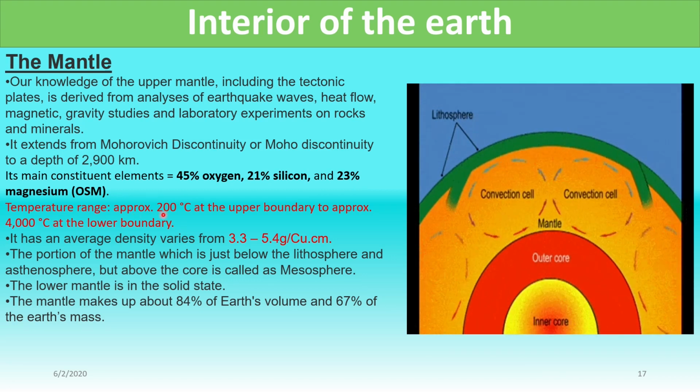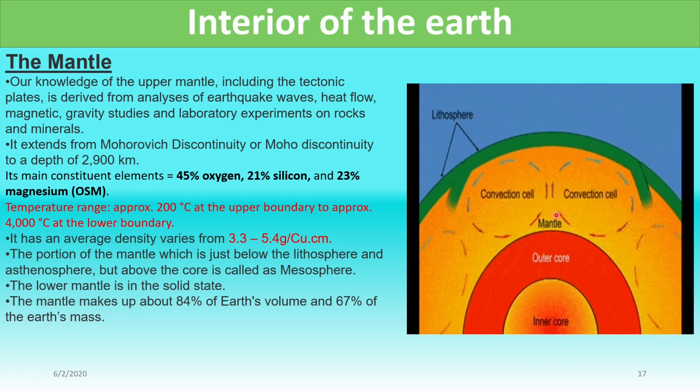Temperature ranges from approximately 200 degrees centigrade at the upper boundary to approximately 4000 degrees centigrade at the lower boundary. It has an average density varying from 3.3 to 5.5 grams per cubic centimeter. The portion of the mantle just below the lithosphere and asthenosphere, but above the core, is called the mesosphere. The lower mantle comes under the mesosphere.